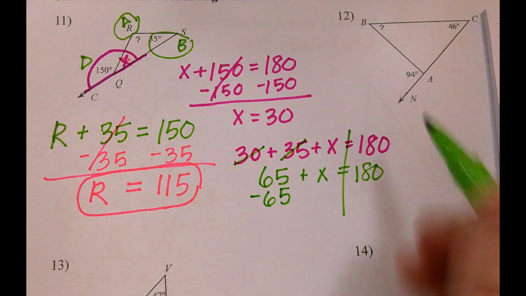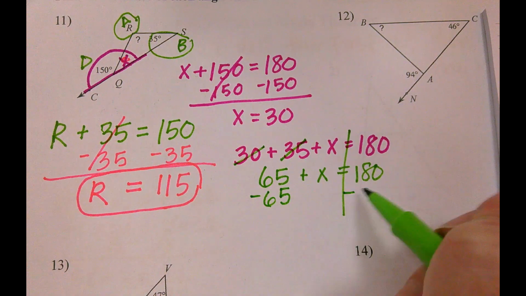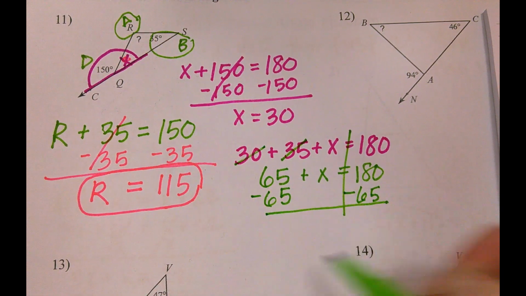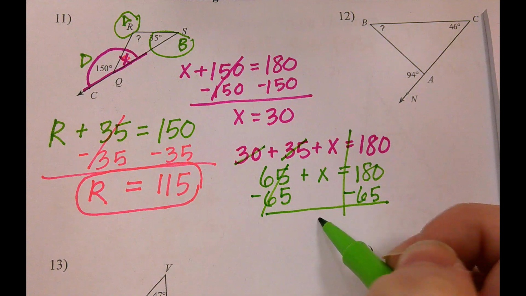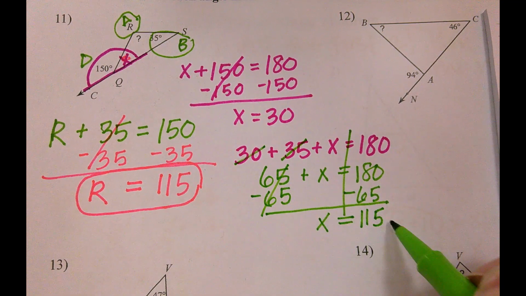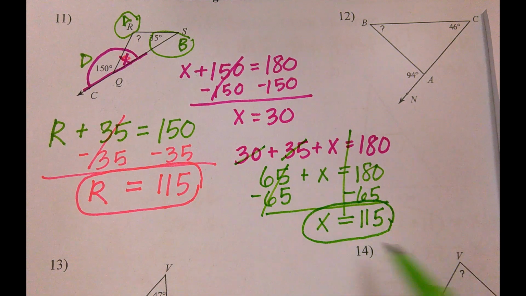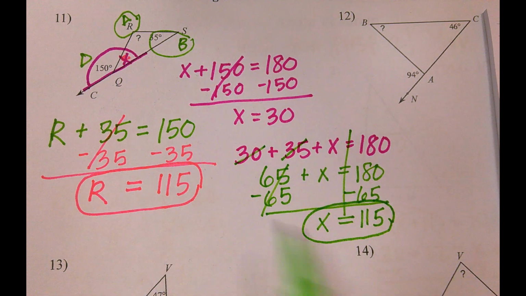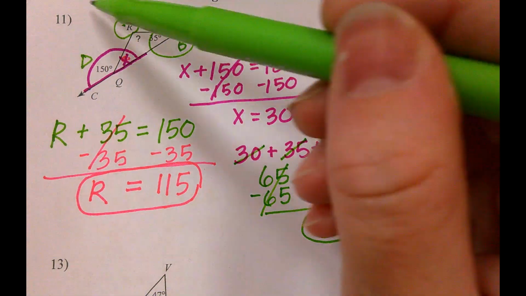So we just needed to solve the question mark angle. We do minus 65, and we still get x equals 115. So both ways will work. Angle R is 115. Any questions about number 11?